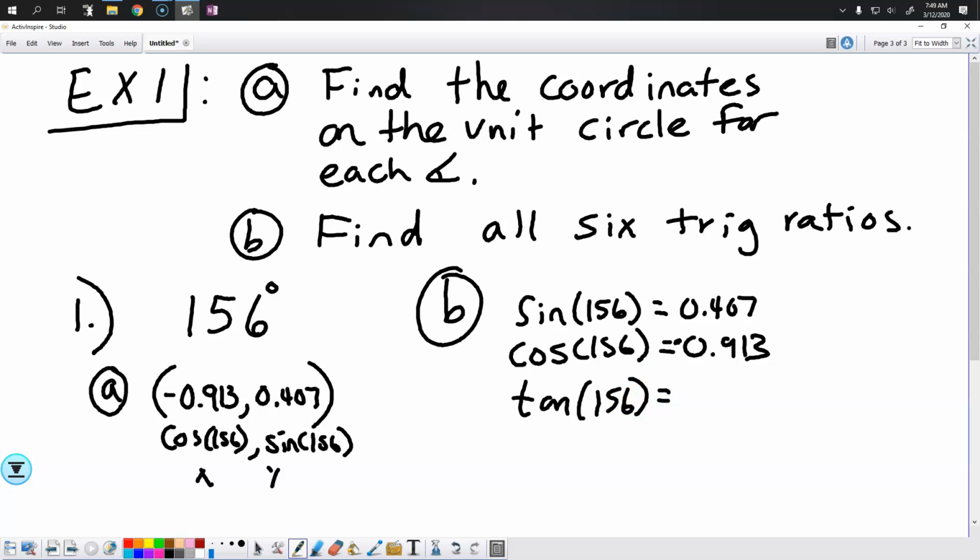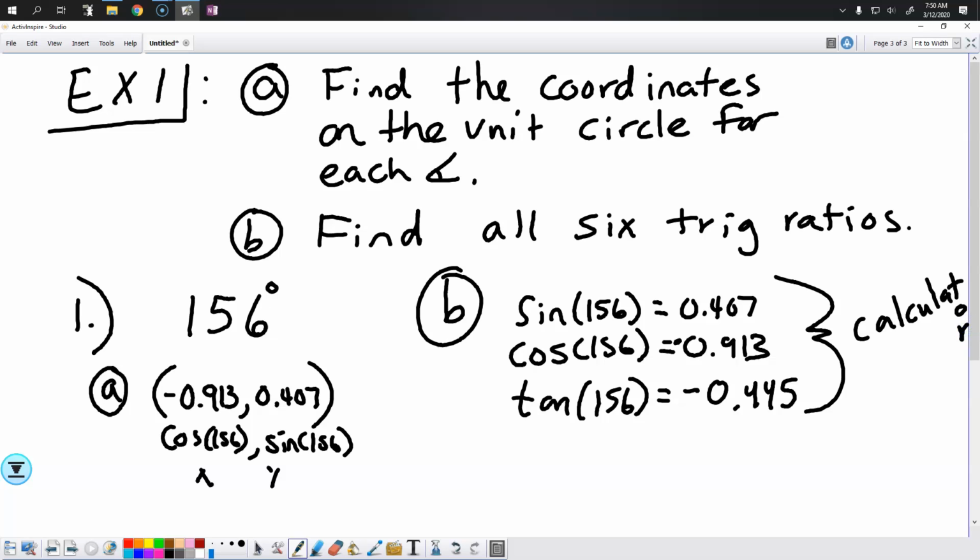By easy, I mean we just get to punch it in the calculator. So let's do that. Tangent of 156. So that's negative 0.445. All 3 of these, how did we do it? We did it on the calculator, right?